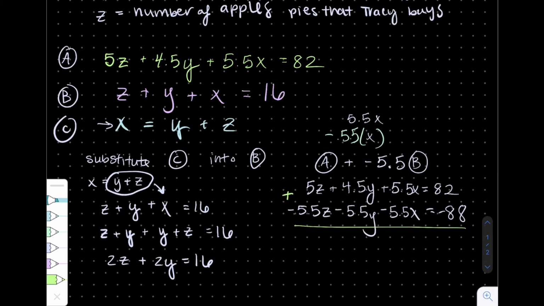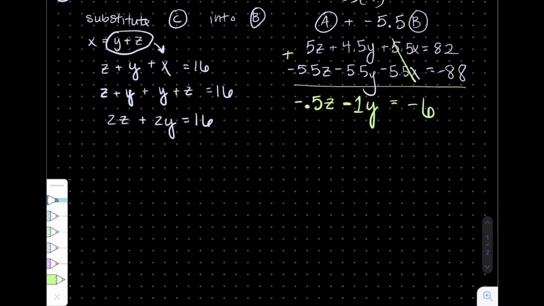5z minus 5.5z is going to be negative 0.5z. 4.5y plus negative 5.5y is going to be negative 1y. And then this is a 0 pair. That's what we wanted to happen. 82 plus negative 88 is negative 6. Now, since I eliminated x twice, I have a system of 2 equations and 2 unknowns, right? 2z plus 2y equals 16. Negative 0.5z minus y equals negative 6.